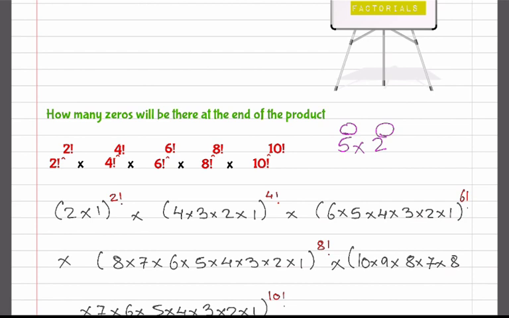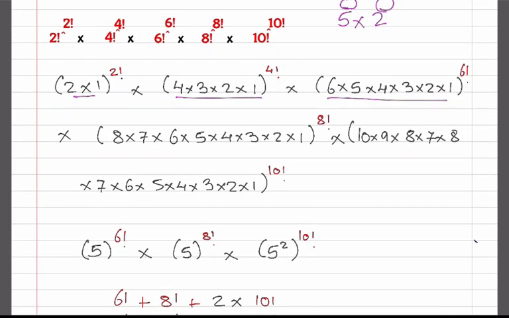So let's start. 2 factorial could be written as 2 into 1. 4 factorial: 4, 3, 2, 1. 6 factorial: 6, 5, 4, 3, 2, 1. So I write this entire thing. 8 factorial: 8, 7, 6, 5, 4, 3, 2, 1. 10 factorial could be written as this, raised to 2 factorial, 4 factorial, 6 factorial, 8 factorial, and then 10 factorial.